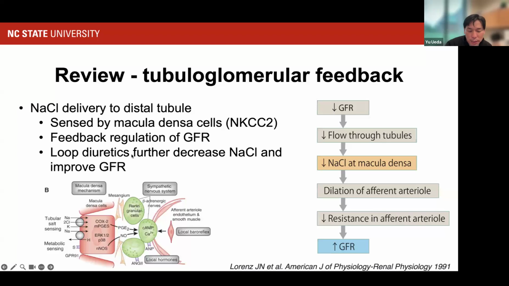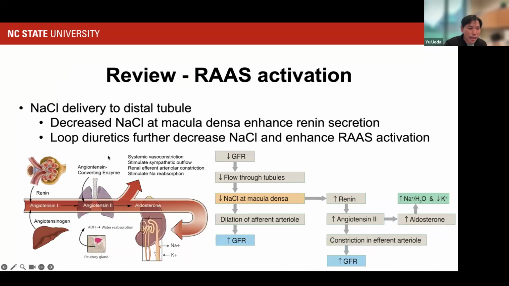By having loop diuretics in the system, that further decreases the sodium chloride sensed by the macula densa, leading to an increased GFR. So that might be another way that loop diuretics, such as furosemide, act as diuretics, by improving the GFR.